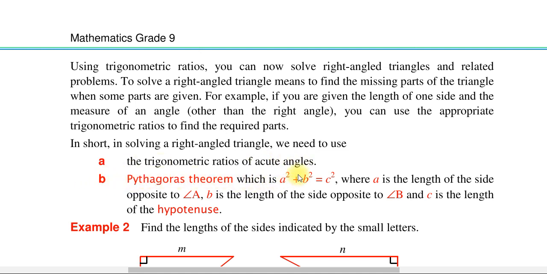Pythagoras theorem, which is a square plus b square equal to c square, where a is the length of the side opposite to angle A, b is the length of the side opposite to angle B, and c is the length of the hypotenuse.